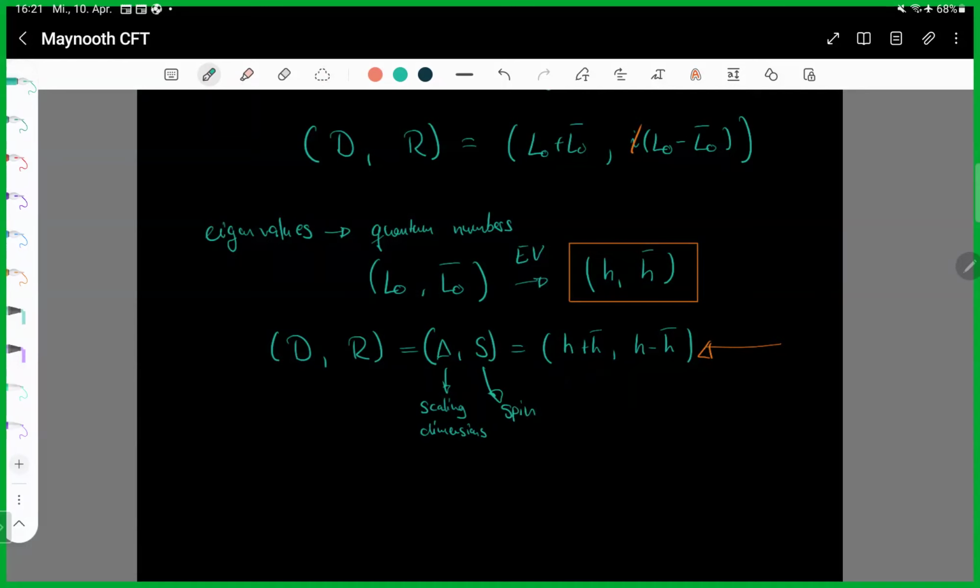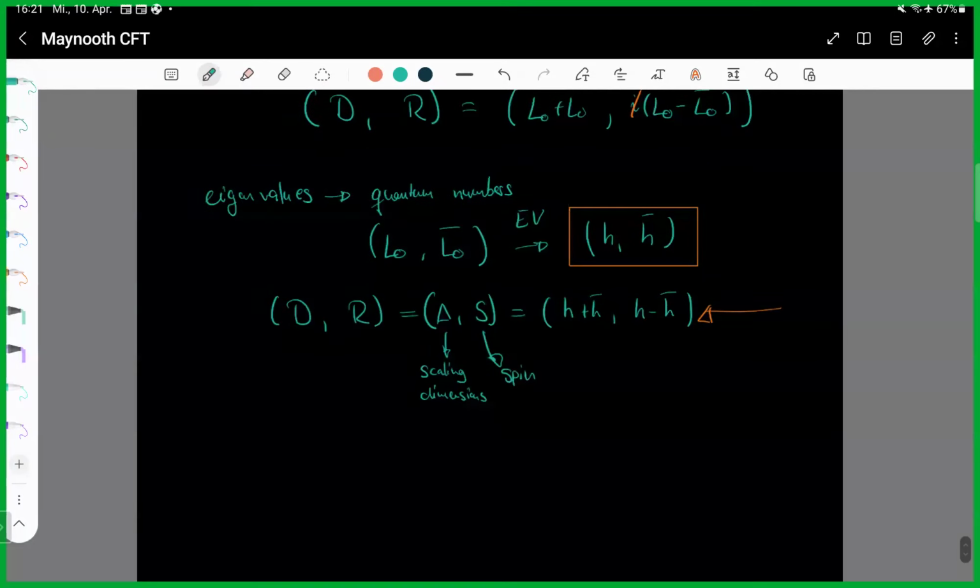The spin is relatively straightforward simply because it's the eigenvalue of the rotation operator. Scaling dimensions, well, I'm just declaring that now, new for you. Okay, let's see. I'm going to talk for another five minutes and then there's going to be question time.